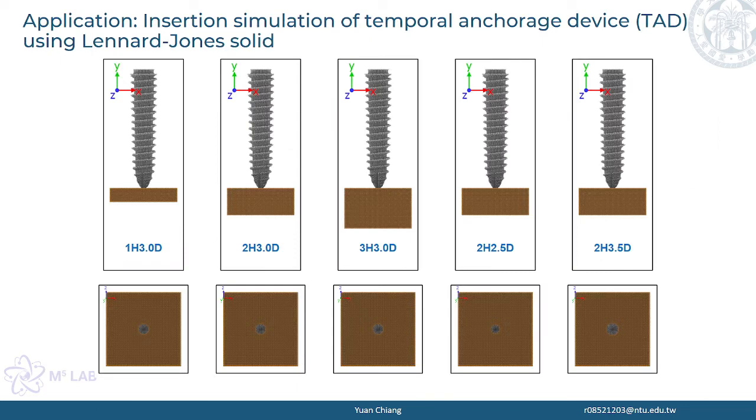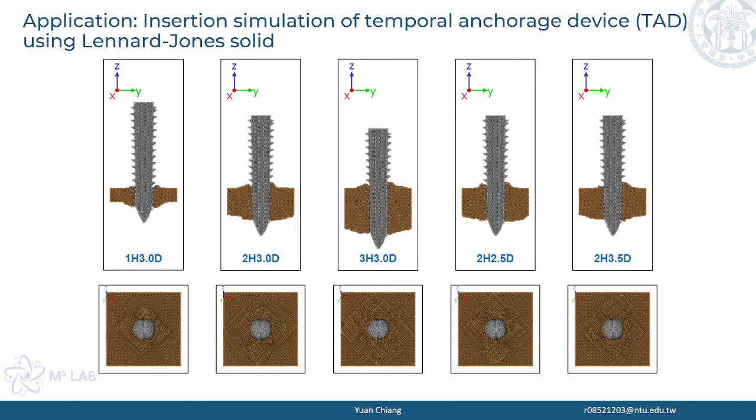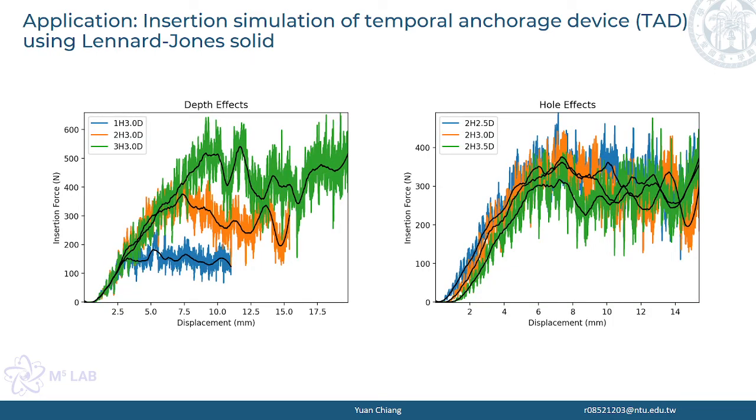Here is a demo where we use OF2Particle to create temporary anchorage devices and describe particle interactions by Lennard-Jones potentials. We then insert the temporary anchorage devices into the solid plate and calculate the force required to penetrate through the plate with different depths and pilot hole radii. We can see the thicker the plate depth, the greater the force required for insertion. On the other hand, the radius of the hole affects the plate stiffness for the temporary anchorage devices to penetrate through.